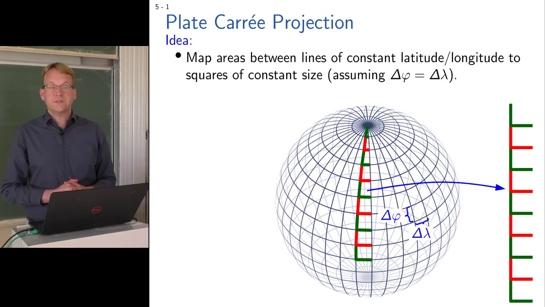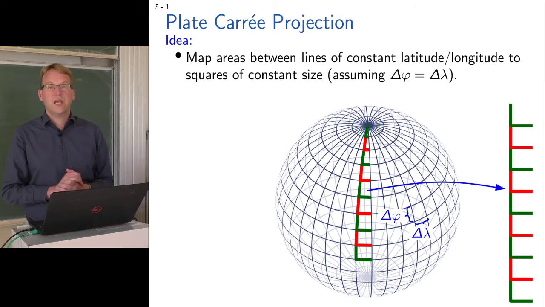So, first of all, the Plate-Carré projection. That is really rather simple. What we look at first is the surface of the Earth. Let's assume it's a sphere, that is sufficient for today. We are not going to deal with ellipsoidal coordinates here.